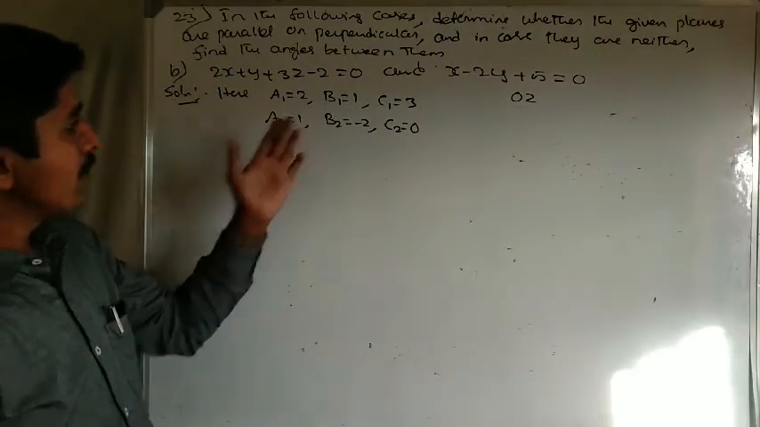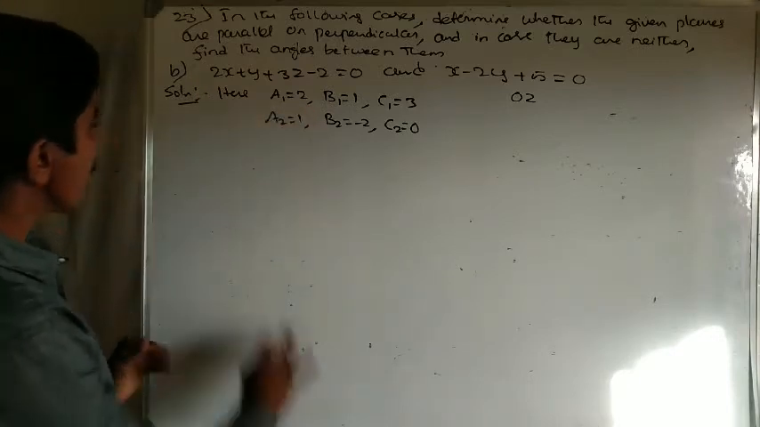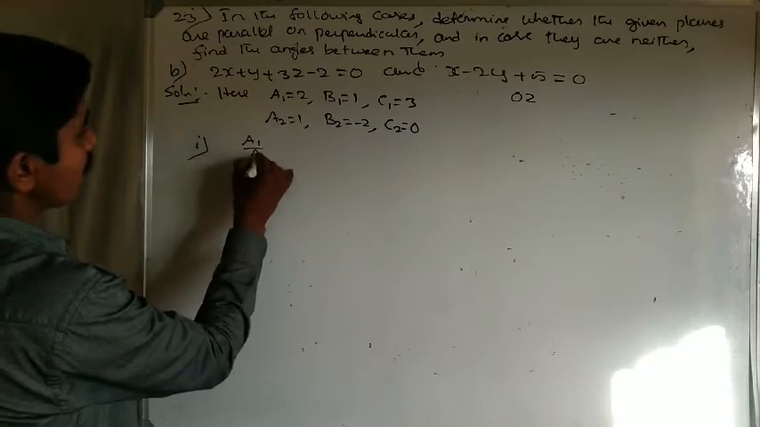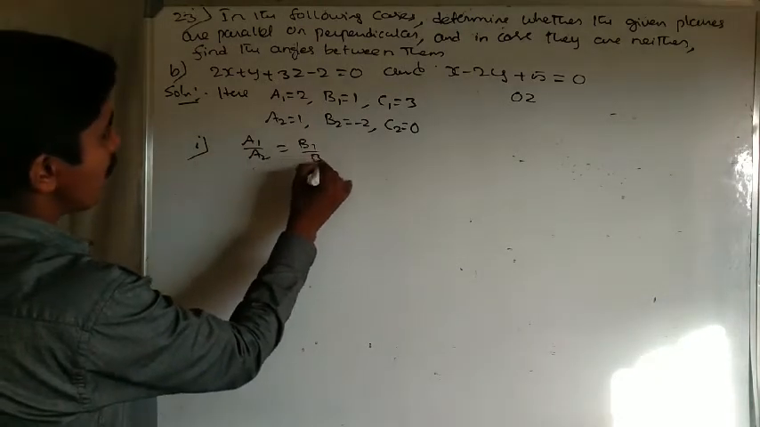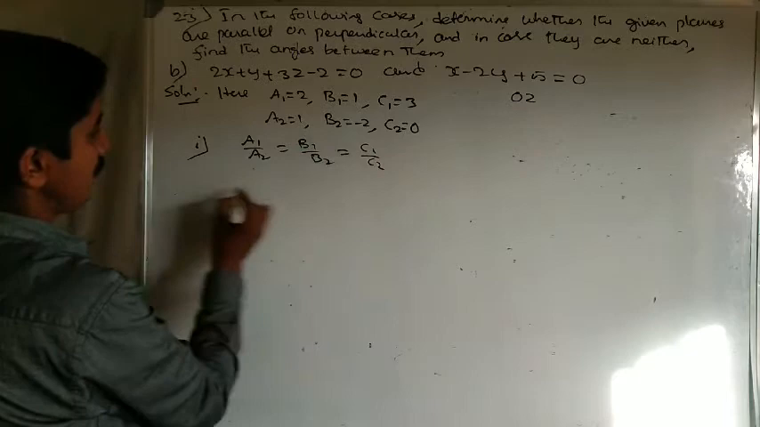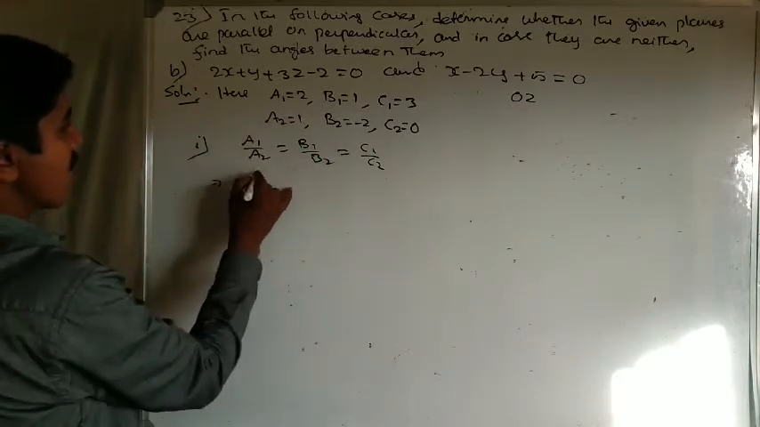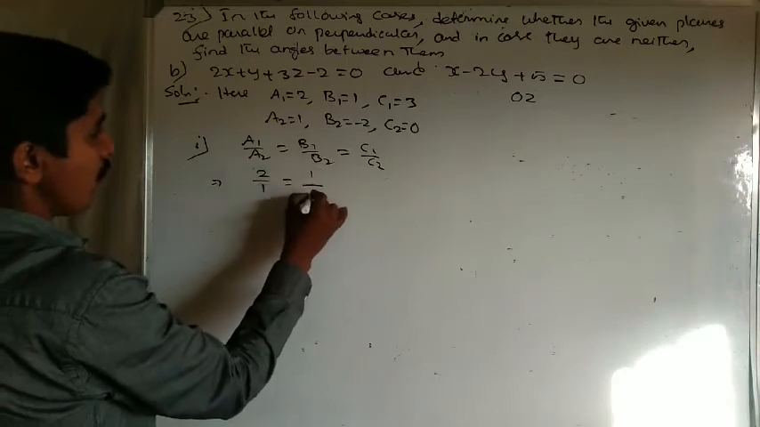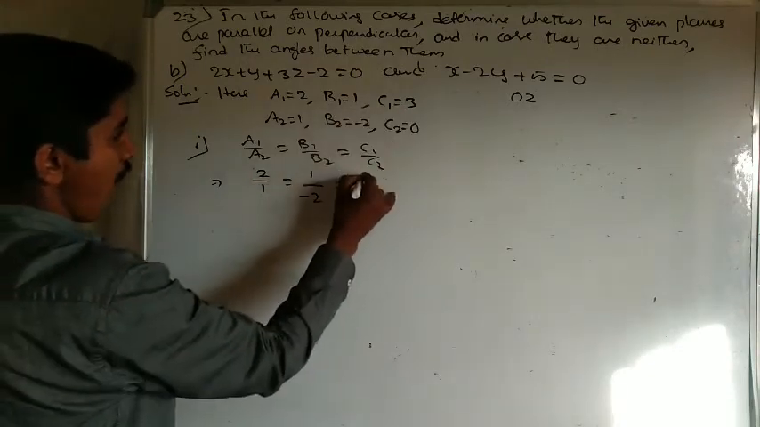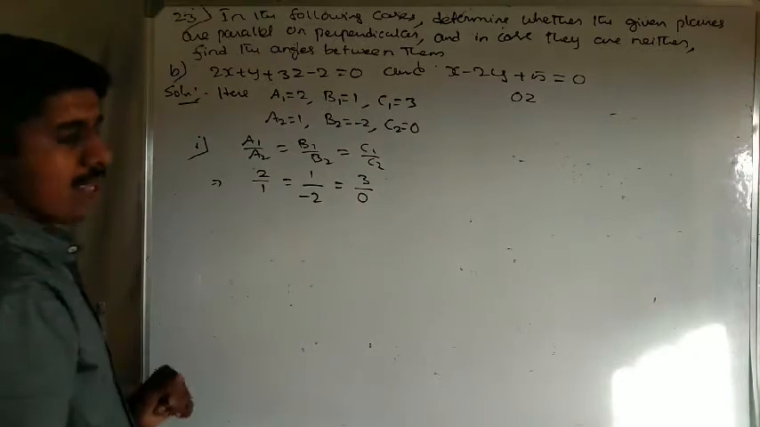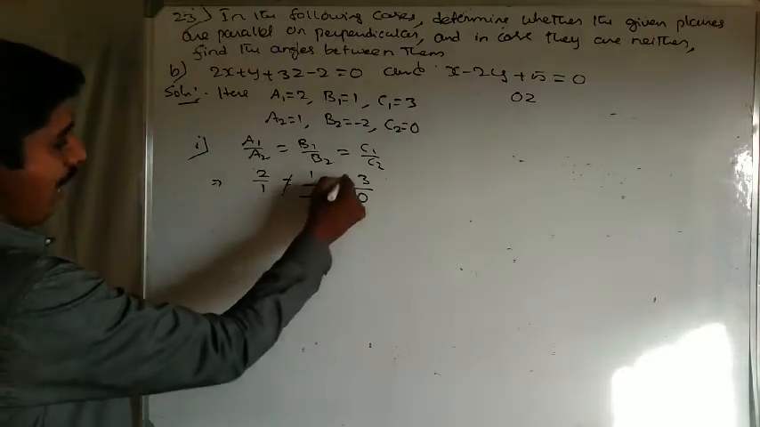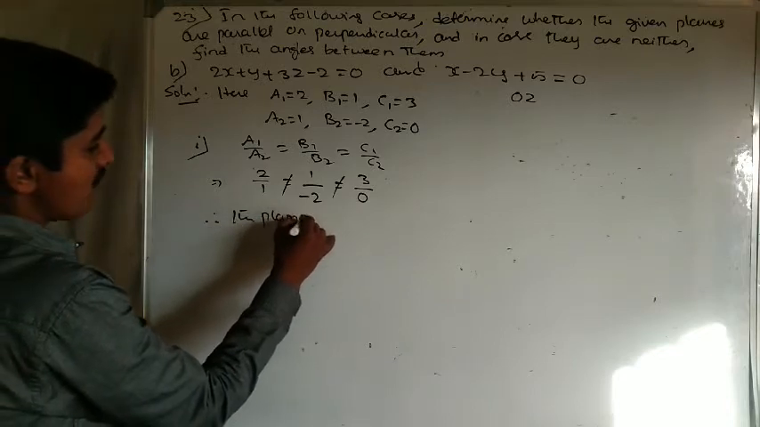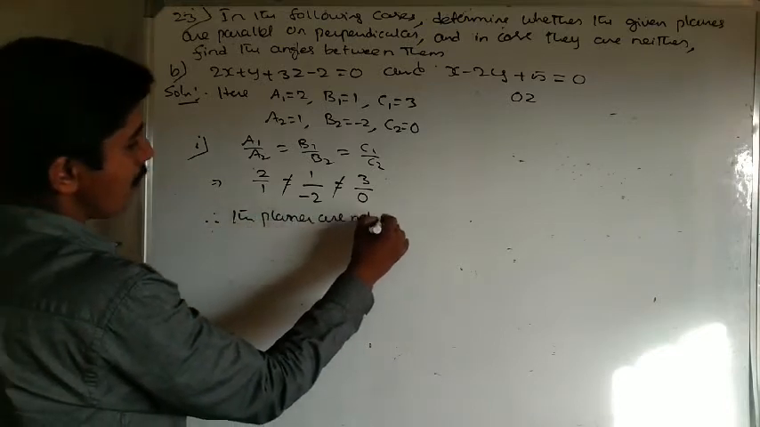Now verify whether these are parallel or not. First case, I am taking a1 by a2, b1 by b2, c1 by c2. A1 is 2, a2 is 1, b1 is 1, b2 is minus 2, c1 is 3, c2 is 0. Clearly these ratios are unequal, which means the given planes are not parallel.